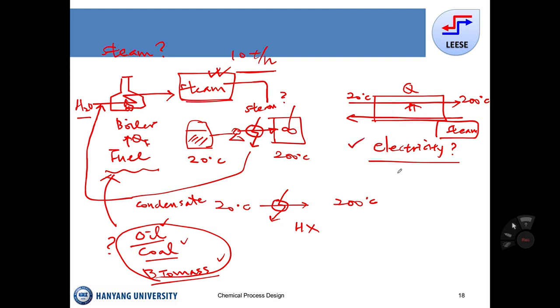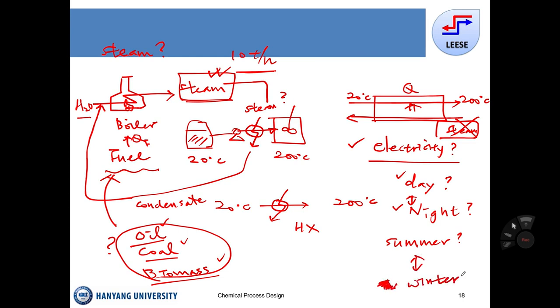Let's say electricity might be used, not the steam, for the heating. In Korea, the price of electricity between the day and the night is not different in your home. But in some other countries, the cost might be different between the day and the night. Some countries may have different costs, summer against winter. So when you're using electricity, you have a different cost tariff. Then you have a different expense, although the amount of Q is the same.